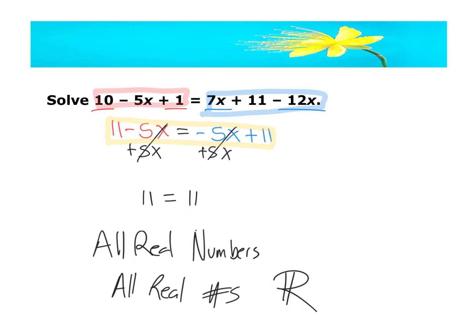So if you notice that they're the same already in that step, you can stop and just say all real numbers. If you don't and you feel better subtracting or adding the variables, in this case we added the 5x, then go ahead and do so and you will get an answer at the end of the day. In this case it's 11 equals 11, which is all real numbers.